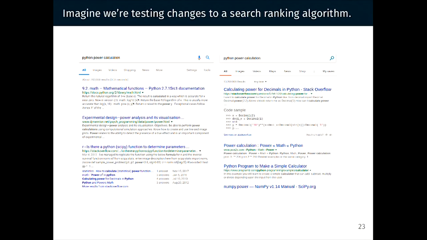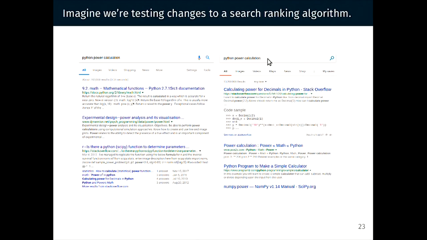And on the left side here, I searched for Python power calculation. The first result was the Python math standard library, which has a math.pow function for raising a number to a power. It's one thing power calculation can mean. And then we've got something about experimental design, power analysis. Is there a Python function to determine parameters for power in an experiment? The answer is no. And so that's what we were just talking about, power calculation.